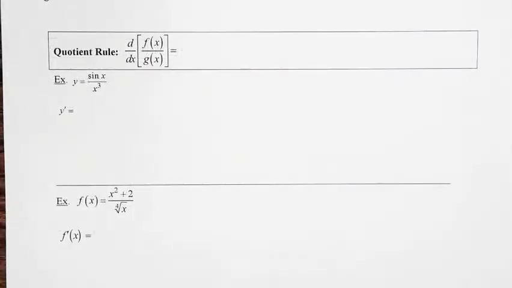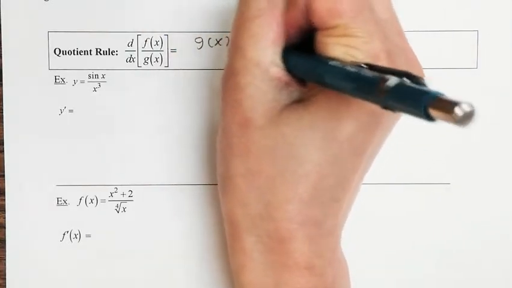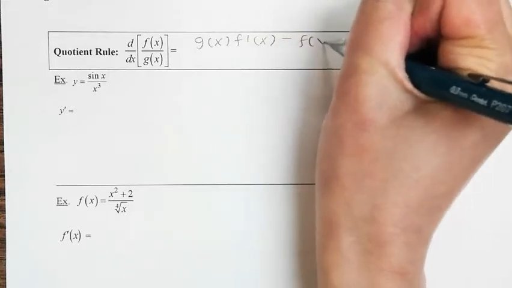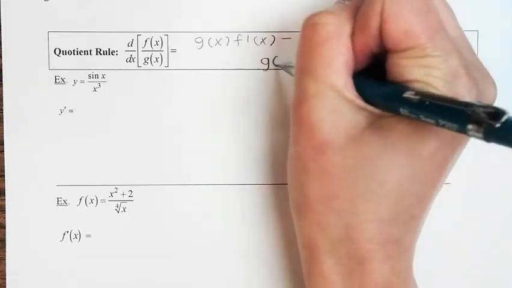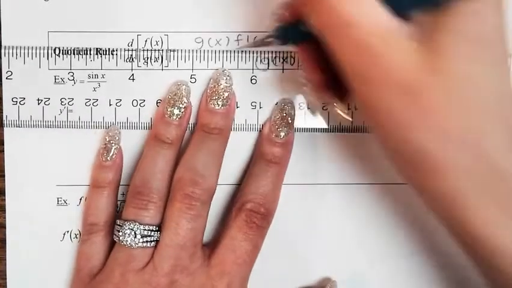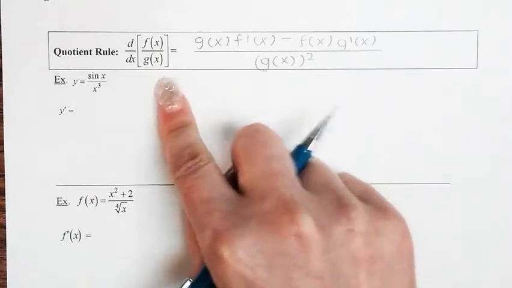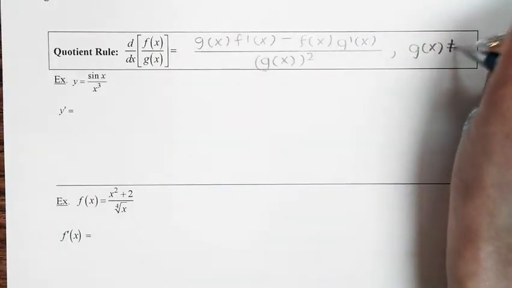Now the quotient rule tells you that the derivative with respect to x of f of x divided by g of x is going to be equal to g of x times f prime of x minus f of x times g prime of x, divided by g of x squared. Please note that who is in the numerator and denominator does matter, and this is always for g of x that is different than 0.